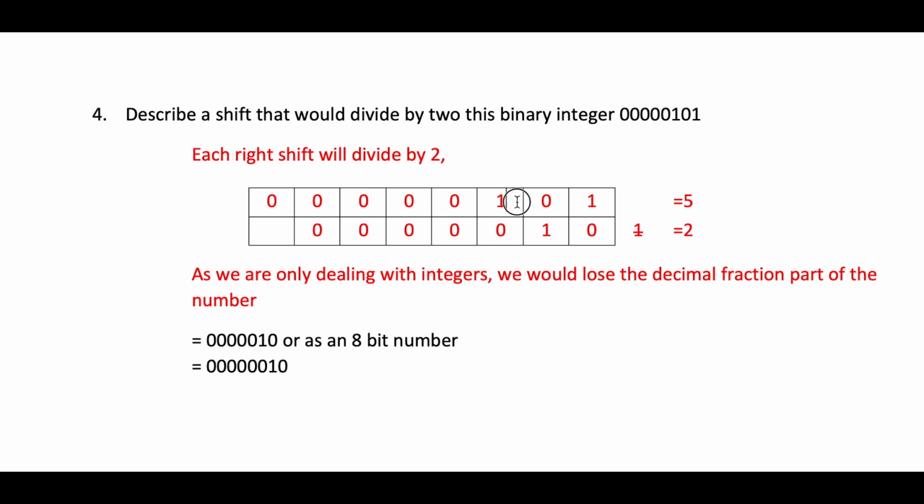So in this case, this would give us an inaccurate answer. But for the limitations of binary shift operations on integers, we have to ignore the fractional part of the number. So in this case, we would be ignoring the 0.5. So the answer would be this number here. Or if you would like to write that as an 8-bit number, ensuring that we've got the leading 0s in the front to make 8 digits up.